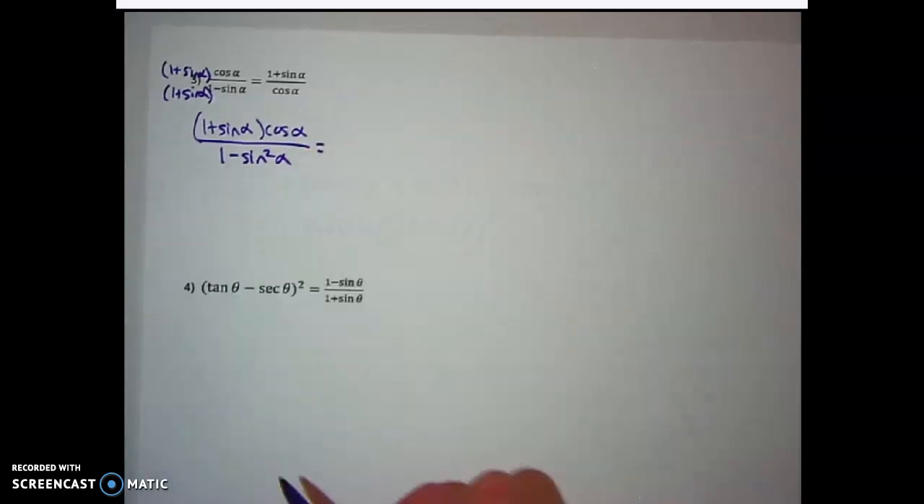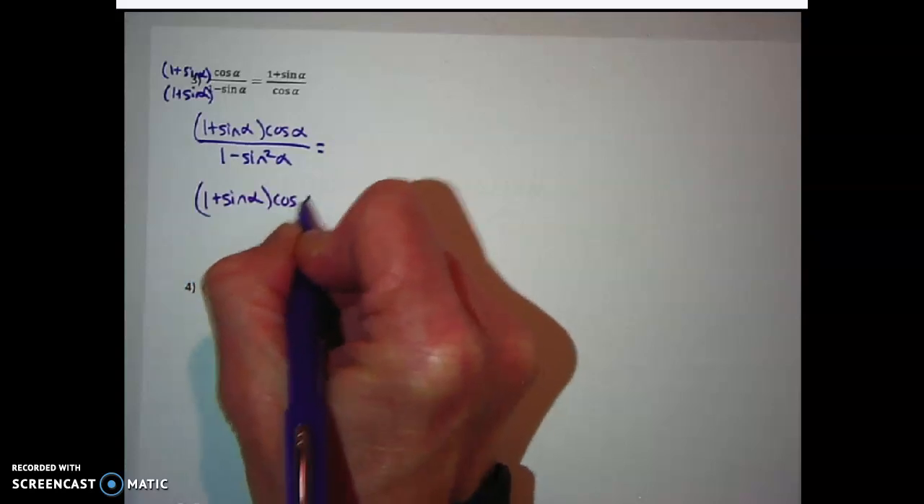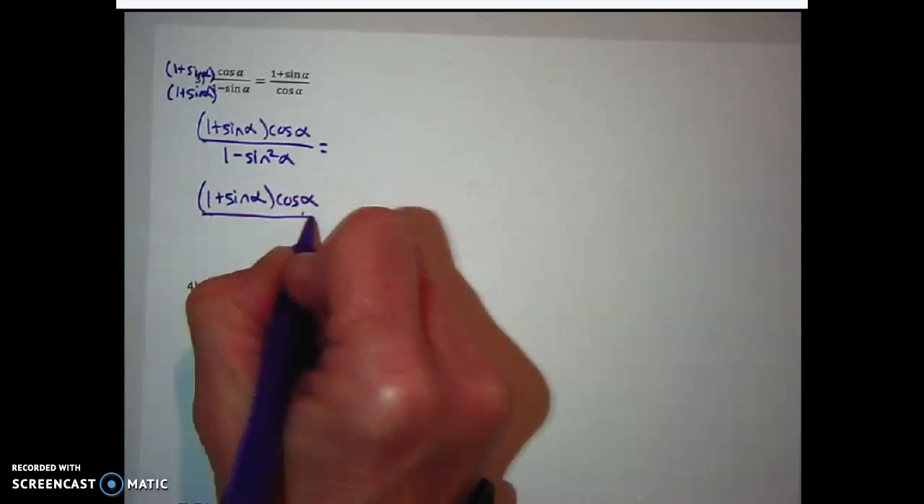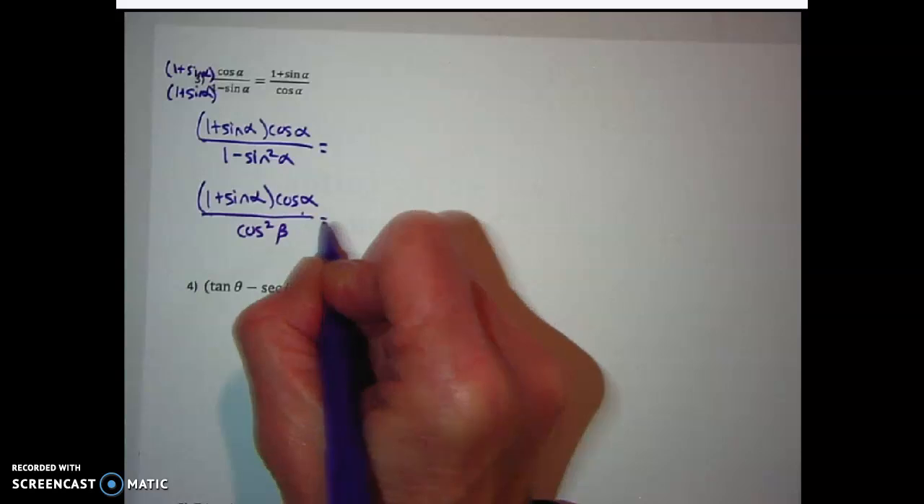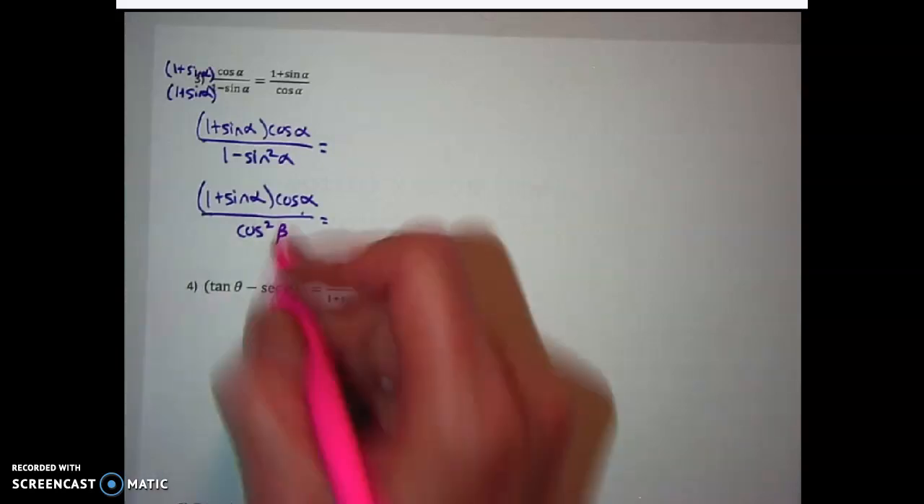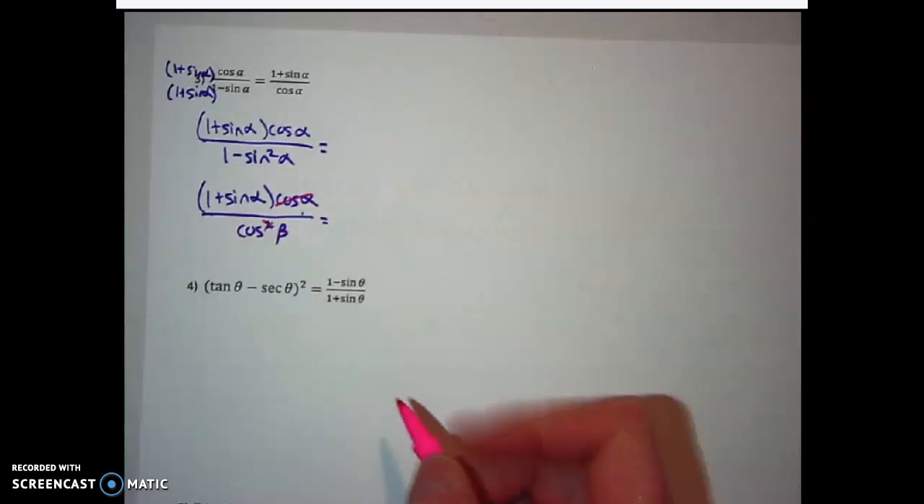So now, my numerator is going to stay the same. But 1 minus the sine squared of alpha, I could derive that very easily from the Pythagorean identity, and that's equal to the cosine squared of alpha. Now I can see that I have this cosine on the numerator, and I have a cosine squared on the denominator. So the cosine on the numerator can cancel with one of those.